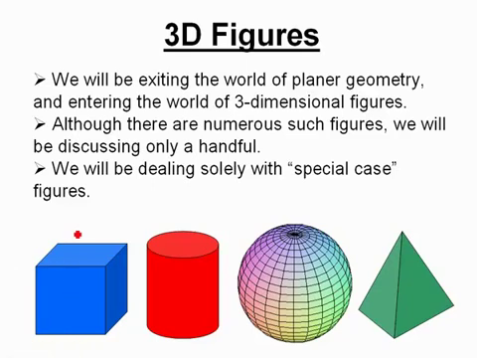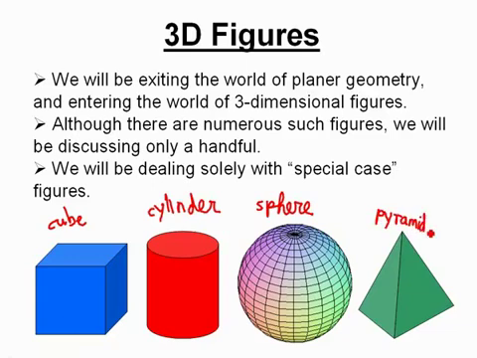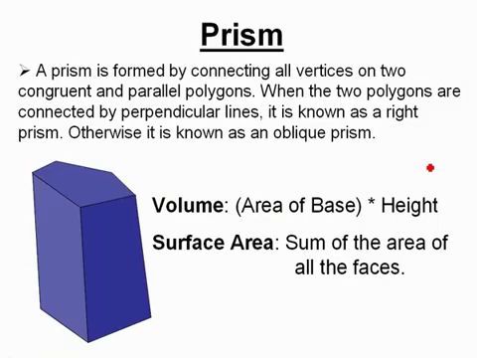So, on this slide, we have 4 of the figures we'll be talking about. These aren't all of them, but they are the cube, the cylinder, the sphere, and the pyramid. So, moving on, we'll start our discussion with prisms.